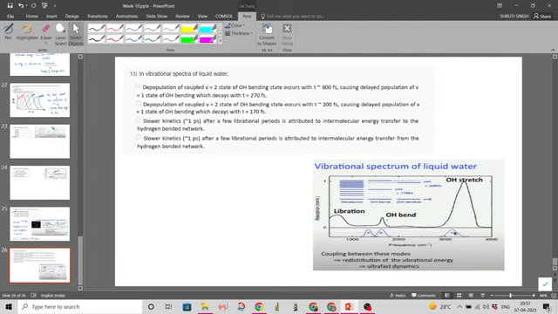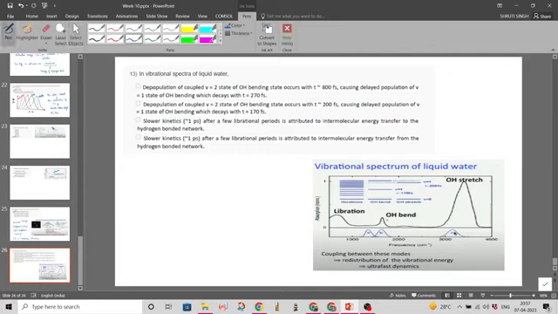Now the slower kinetics of 1 picosecond after a few librational periods is attributed to the intermolecular energy transfer to the hydrogen bonded network, or the slower kinetics after a few libration periods is attributed to the intermolecular transfer either to the hydrogen bonded network or from the hydrogen bonded network. So it's an MSQ question. From the vibrational spectrum of liquid water, it has stretching mode, bending mode, and libration modes, libration coming from the hydrogen bonding.